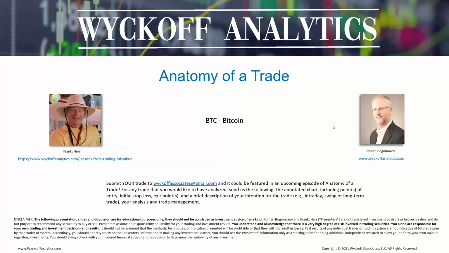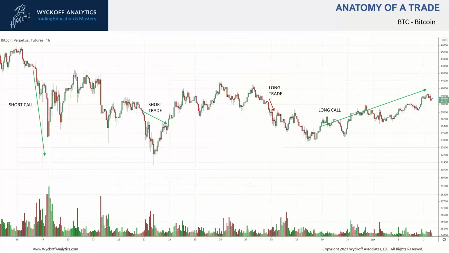Today we're going to discuss Bitcoin, and we're going to discuss calls and trades that I've made during the latest phases of the Bitcoin drop and the trading range. So let's look at the hourly chart of Bitcoin, and here there are two types of calls: either a short call or a long call. And then a couple of trades that I made, one short trade and one long trade.